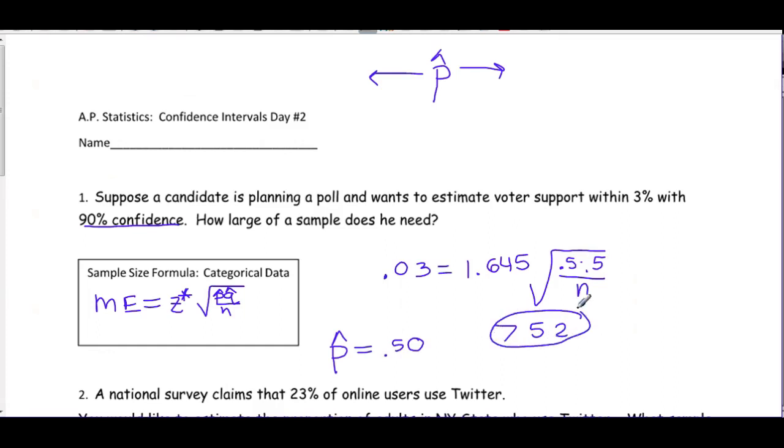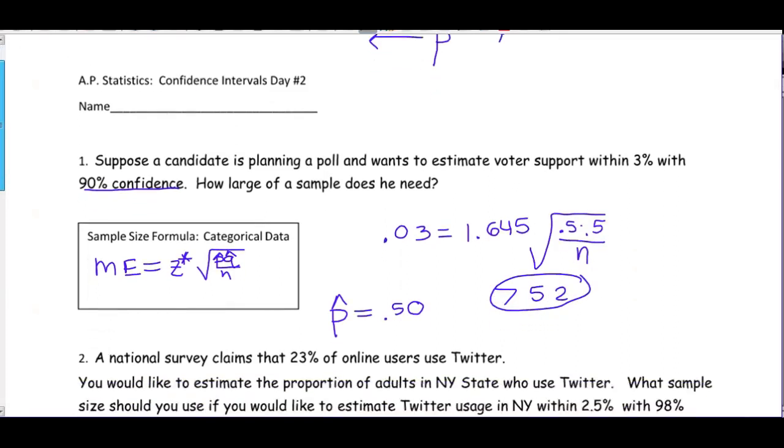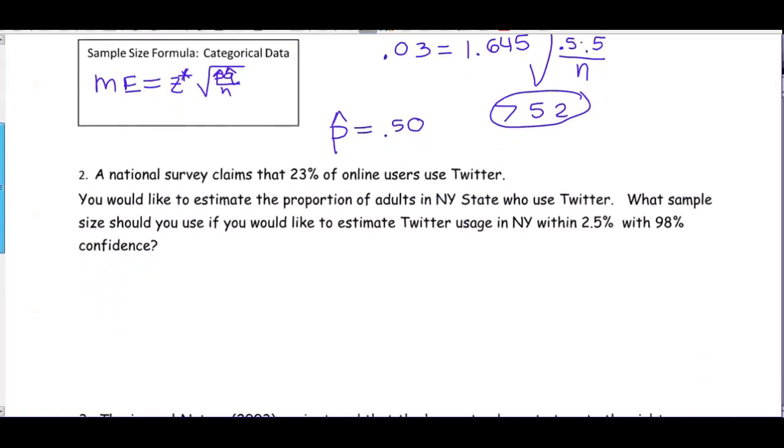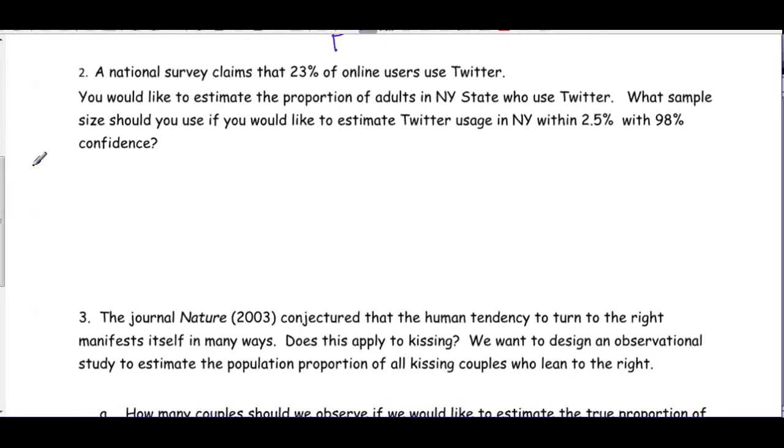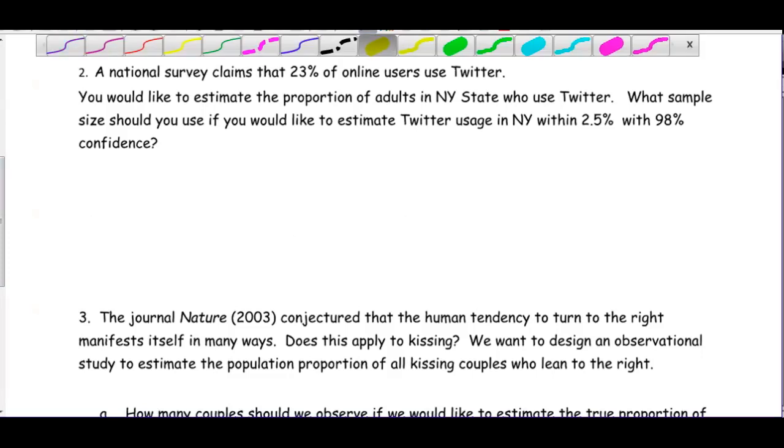Okay, so let's take a look at this next one. We have a national survey that claims that 23% of its online users use Twitter. You'd like to estimate the proportion of adults in New York State who use Twitter. What sample size would you use if you'd like to estimate the Twitter usage in New York within 2.5% with 98% confidence? So when we look here, we want to kind of dissect what they gave us in the problem.